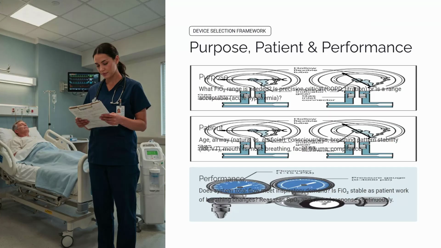Performance is the device side of the equation. What FiO2 and flow can this device actually deliver, and does it hold up against the patient's inspiratory demand? Does it stay steady if their breathing pattern changes, or does it drift? Is it comfortable enough that they'll actually tolerate it? Because a device a patient keeps pulling off isn't delivering anything at all. And can this particular patient use it safely, given everything you just found out in the patient assessment? Run through all three: the purpose, the patient, and the performance.